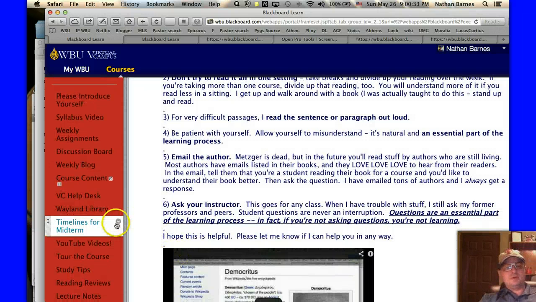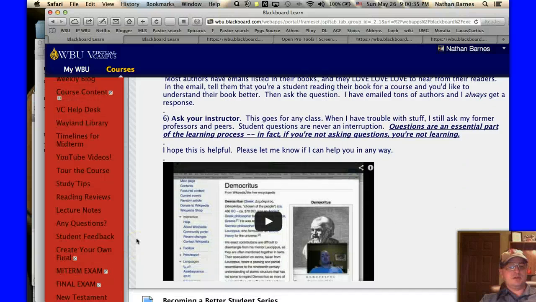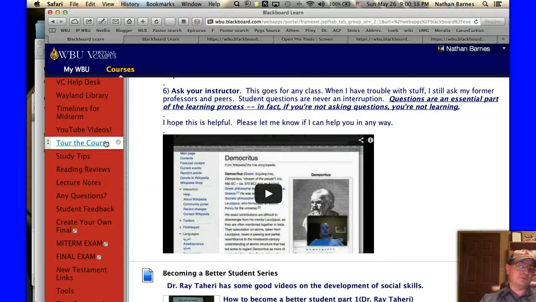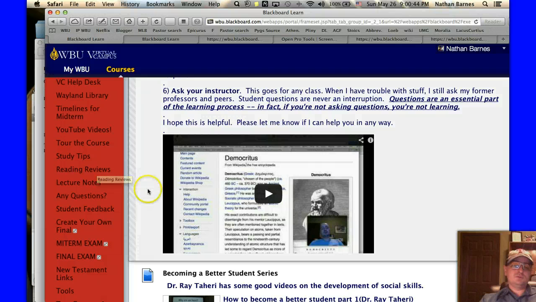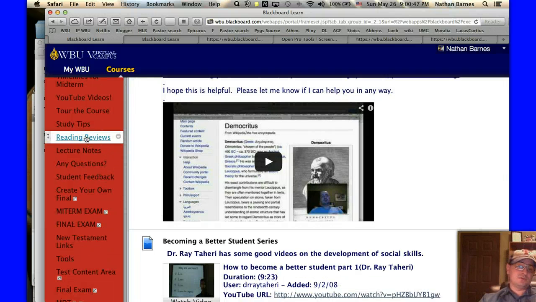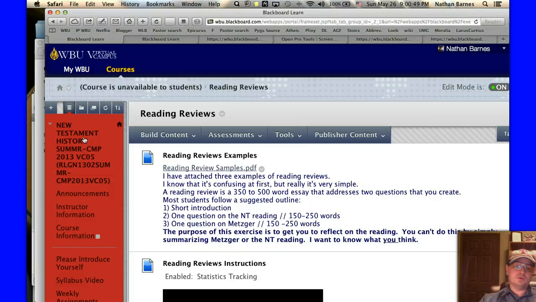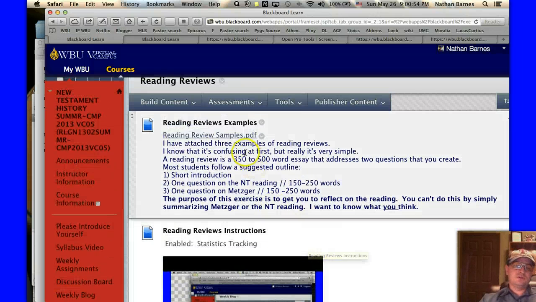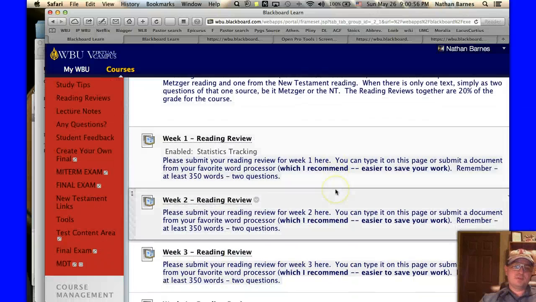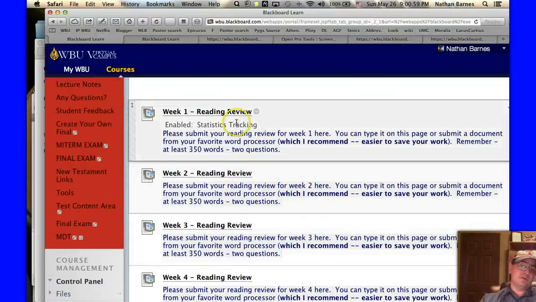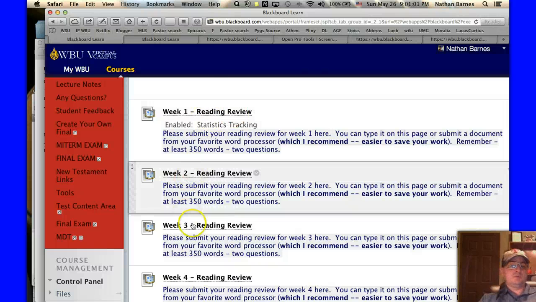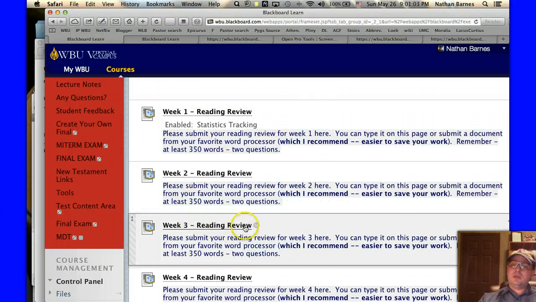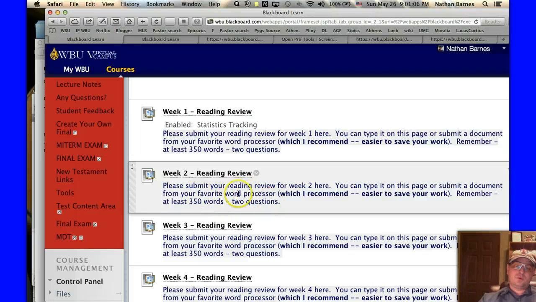Okay, we got the Wayland Library, timelines for exam, we looked at that. Tour the course is what we're doing now. Reading reviews, we've already taken a look at the reading reviews. Actually, this is where you turn in your reading reviews. I got the reading review instructions, the examples, and then this is how you turn it in. You just click on week 1, week 2, week 3, yada yada, and I remind you what is required.